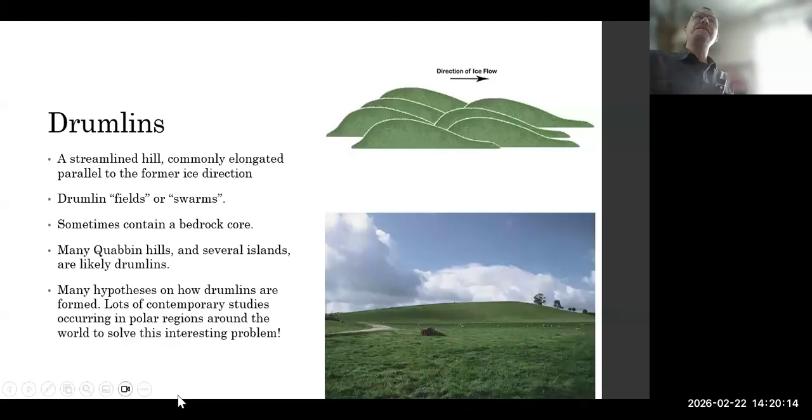Sometimes they occur in these swarms. There'll be several of them all together. And you'll see why that might be in just a moment. Many Quabbin hills, several islands, are likely drumlins. There are a lot of hypotheses about how these drumlins are formed, by the way. This is kind of controversial in glacial geology. And so there are lots of contemporary studies happening in polar regions all over the world to try and figure out this problem.